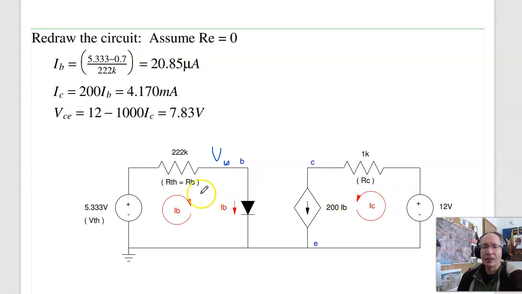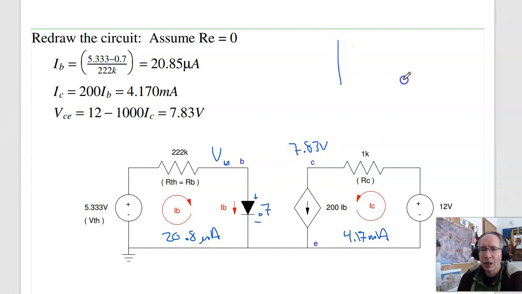Now to analyze, over here I know this voltage, that's 0.7 volts. Voltage drop across the silicon diode. So IB is just 5.33 minus 0.7 over 222K. This is 20.8 microamps. I know the collector current is beta IB, so this is 4.17 milliamps. And I can find the voltage. That's 12 volts minus 1K times IC, 7.83 volts.